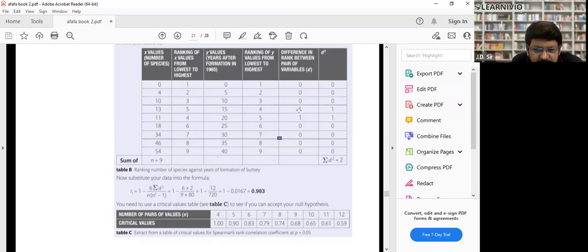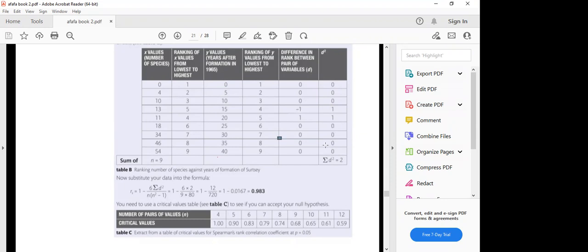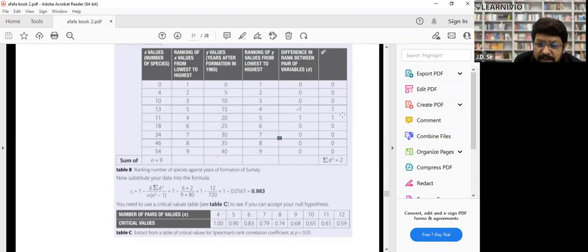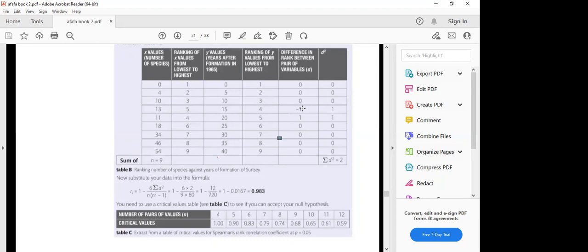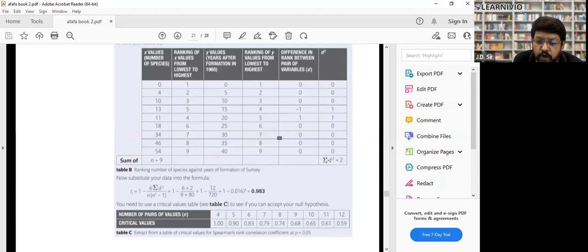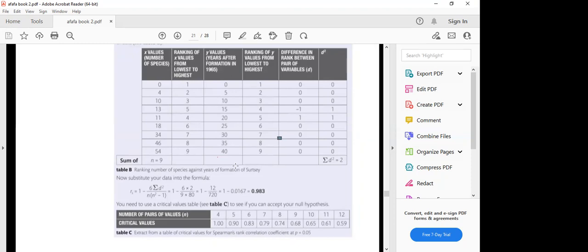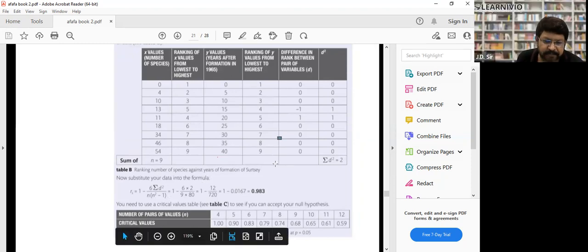Got it? Now here 5 minus 4 is 1, right? And whenever you use this sigma symbol, it means total. And what is the square? d squared. So 1 squared is equal to 1, and when you square, minus 1 becomes plus. Minus 1 squared is equal to 1. So 1 plus 1 is equal to 2. So the sum of d squared will be 2. Is it clear? And they put the same thing in this formula, right?